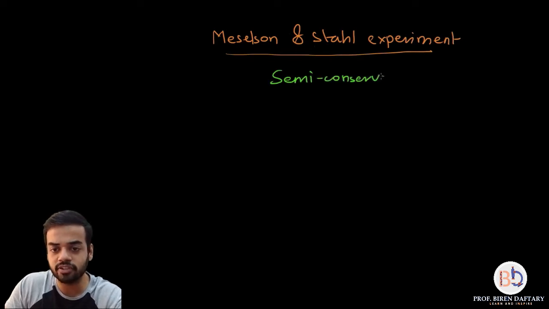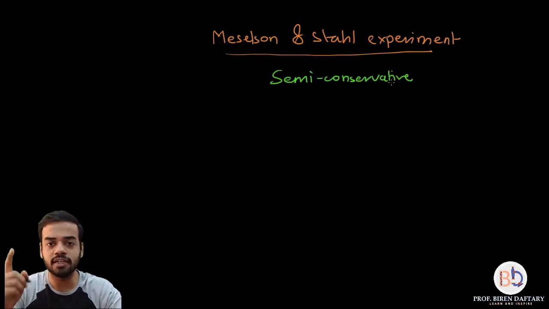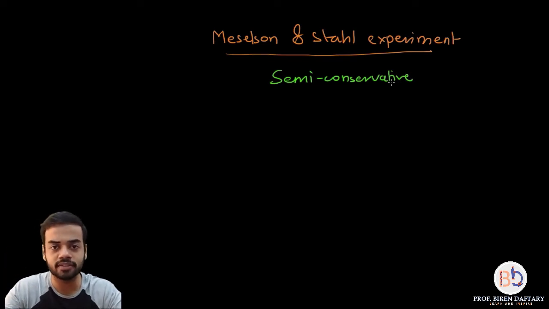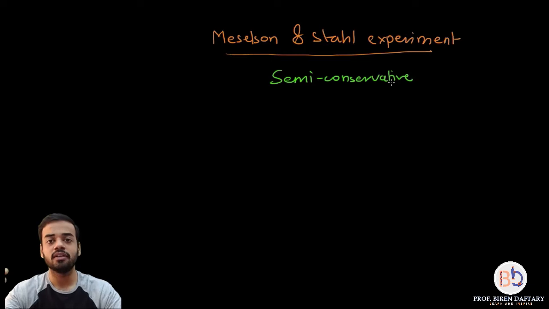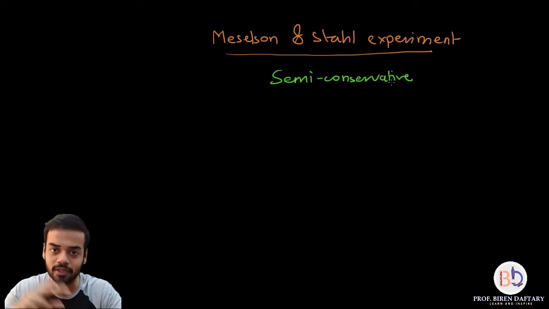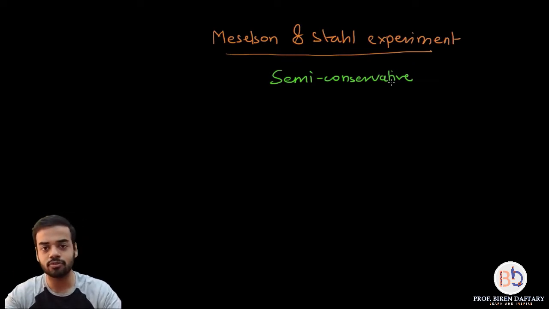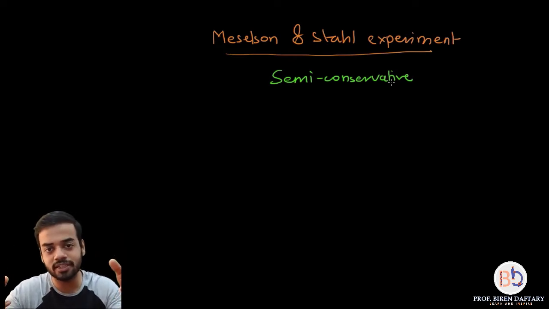Semi-conservative means that when one DNA molecule replicates and gives rise to two daughter DNA molecules, then in each of those daughter DNA molecules one strand is retained from the parent, and the other strand is new. So 50% of the daughter DNA is parent and 50% is new, so it is called semi-conservative because 50% is conserved. They proved this through an experiment, and since they both did the experiment, it is called the Meselson and Stahl experiment.